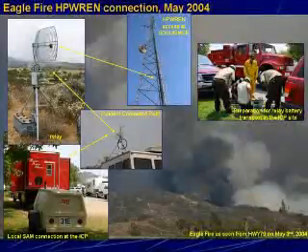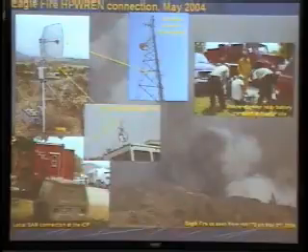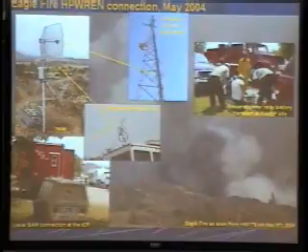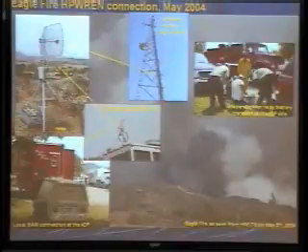This was when fighting an Eagle fire in May 2004. We actually deployed a couple of antennas. These antennas talk to our big wireless mesh in the backbone. And they were used to stream a bunch of sensor data and also a bunch of communication messages between various command posts.